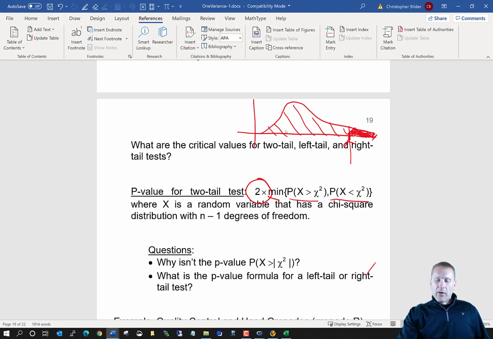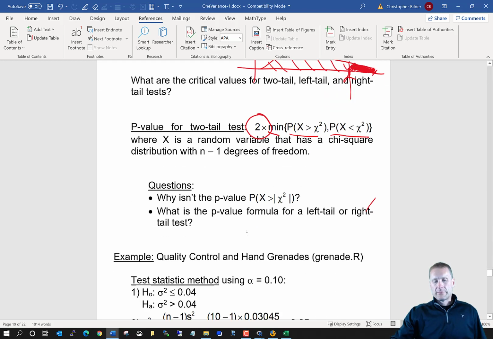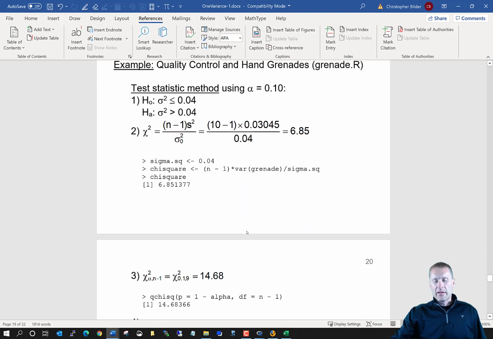What's the p-value for a left tail or right tail test as well? It follows from the same idea. If it's a right tail test, you're going to always find the area to the right. If it's a left tail test, find the area to the left. Okay, so let's take a look at then the hand grenades example again.